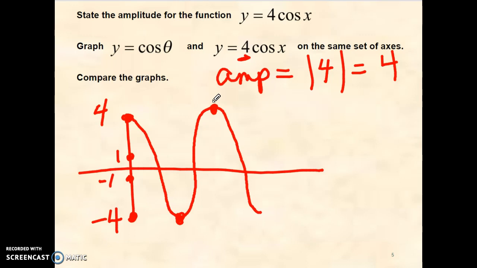Now, just to kind of show you how that relates to the regular old cosine, it says graph cosine on the same graph. So it would be the same image, it would just be smaller.